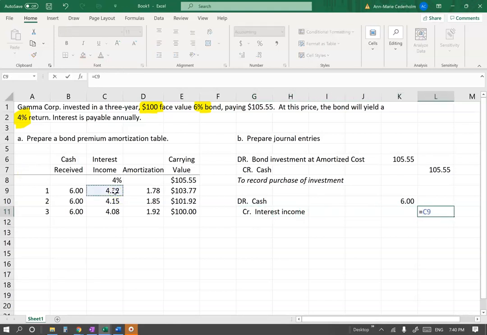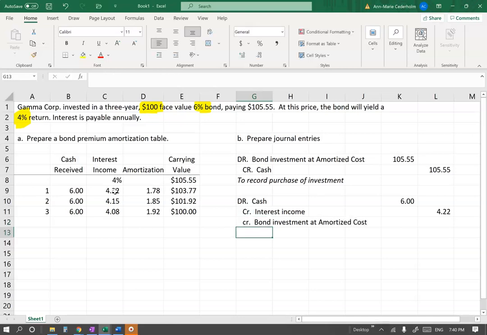And that's for the 4.22. And I'll also credit my bond investment at amortized cost for the 1.78. So you'll see that I debit the bond investment and then I make a credit for the principal portion or the amortization portion. And then my bond will be sitting at 103.77 on my books. So I'll just say to record interest income at end of year one.